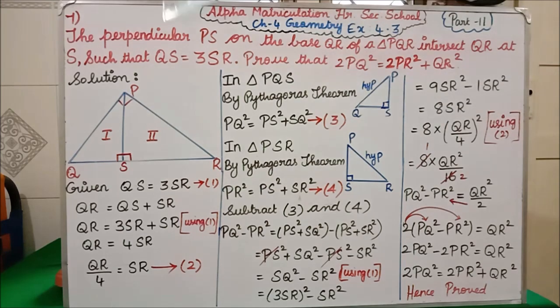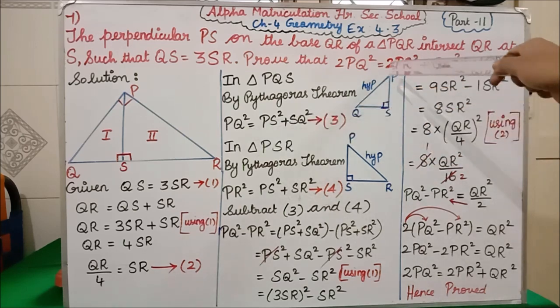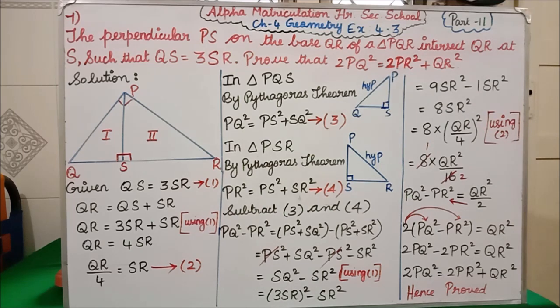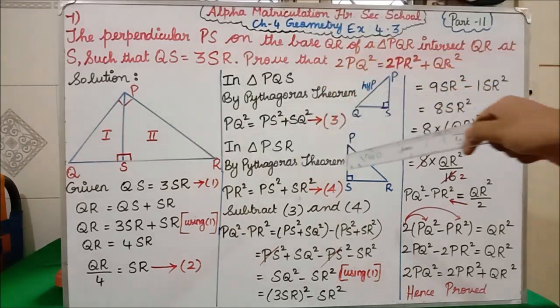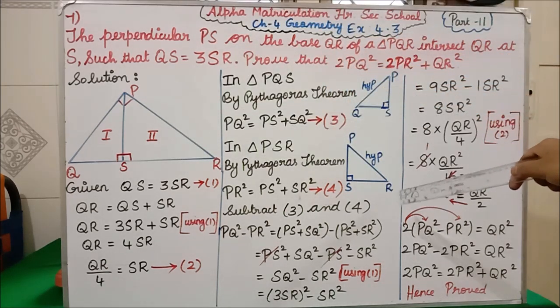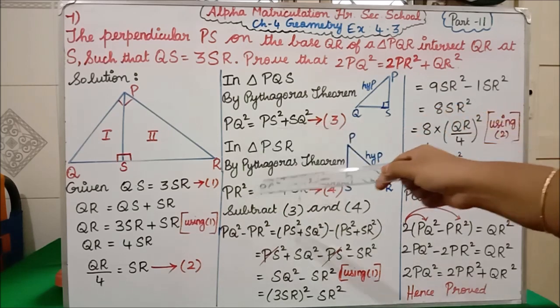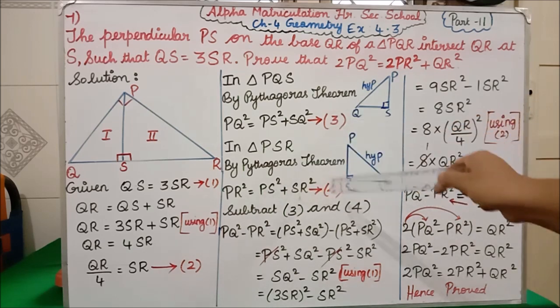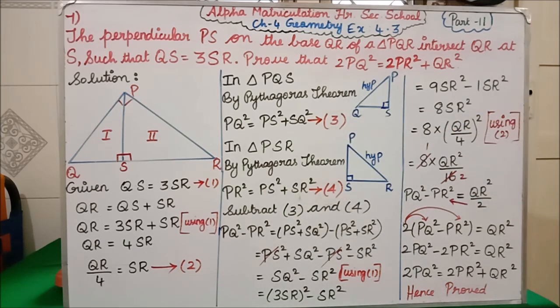So now see students, that triangle I have drawn separately. This is 90 degrees, opposite to 90 degrees is our hypotenuse. So PQ square equals PS square plus SQ square, I have written. Clear? Next, in triangle PSR, which I have drawn separately, by Pythagoras theorem, hypotenuse side square PR square is equal to PS square plus SR square. I have marked that as equation 4.